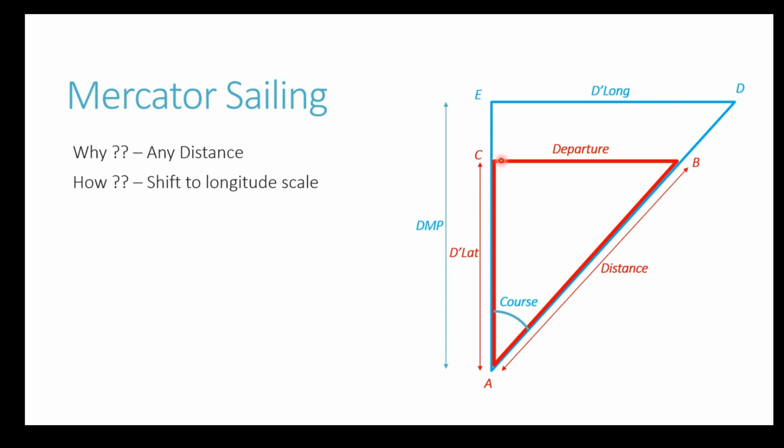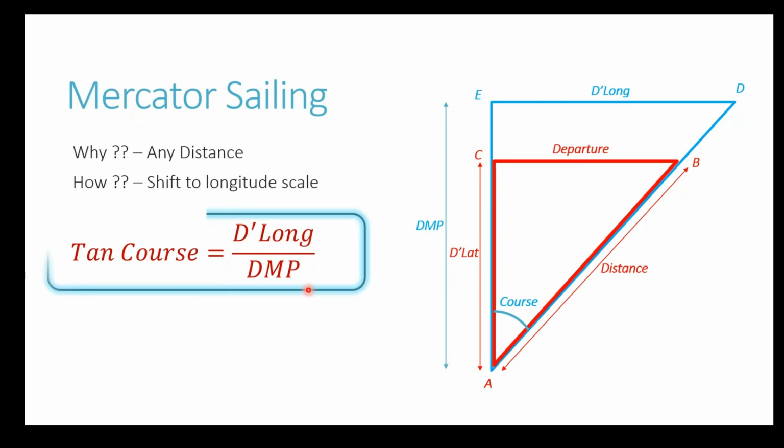Now, how do we use these two sides to get the accurate course and distance? For this, again, we use a trigonometric ratio. The ratio is tangent course. In this case, the tangent of the course will be the perpendicular, which is the D long, divided by the base, which is the DMP. So you see the formula here: tangent course equals D long upon DMP. This is the only formula which we use in Mercator sailing, the only formula.